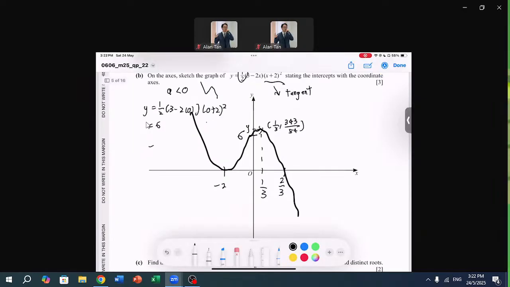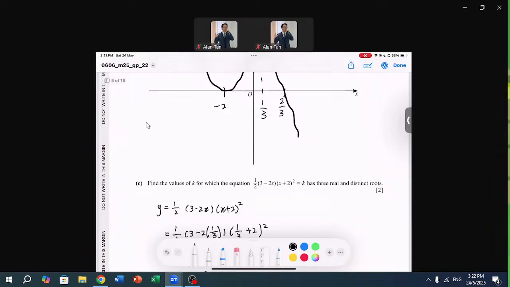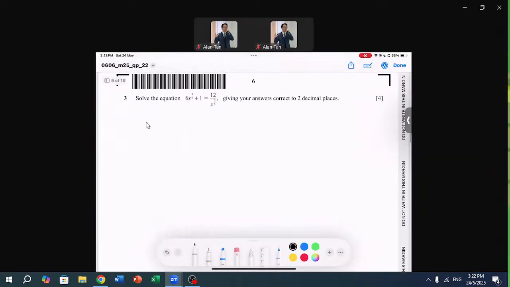This is a good type of question where it combines stationary points with the sketching of graphs and then inequalities. It is probably becoming a more rare occurrence this year, but we're going to have to keep a lookout. Next, solve the equation 6x^(3/5) + 1 = 12x^(-3/5).